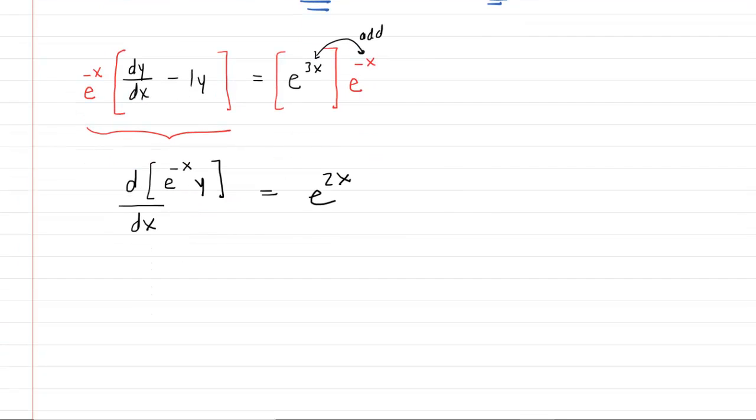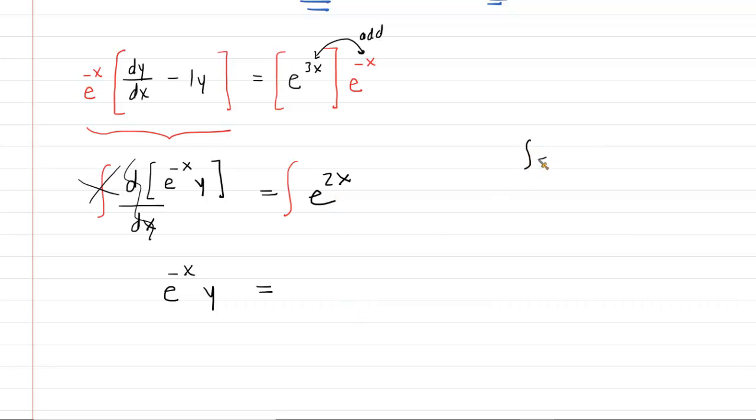And so, if we integrate both sides of this equation, basically you're integrating with respect to x, what happens is the integral and the derivative effectively cancel one another out. And so you end up with e to the -x times y. On the other side, we have to integrate e to the 2x with respect to x.